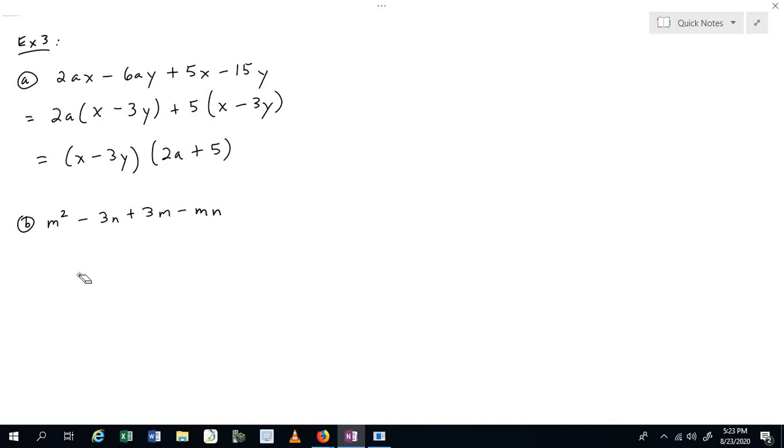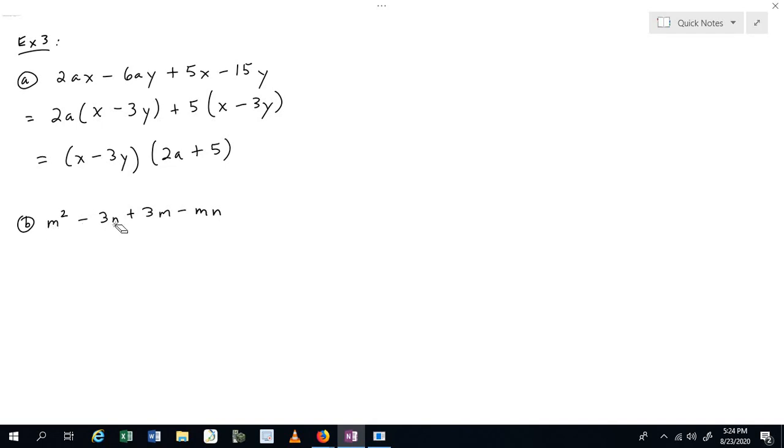Okay, so let's try this one. Okay, so we do have 4 terms. So this is a candidate for factoring by grouping. And let's just try this arrangement and see if it works. It may not work, but maybe it does. If it doesn't, we'll try a different arrangement.